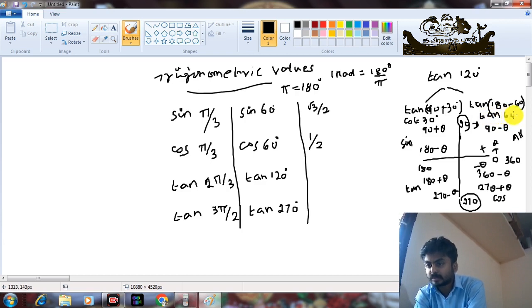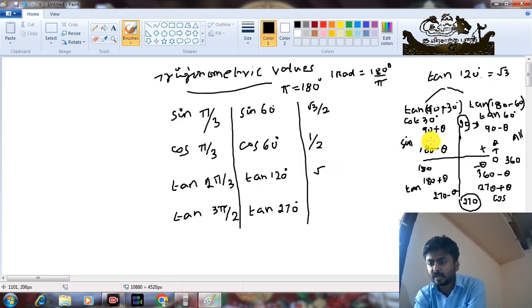Tan 60. Okay. Now what is the value of tan 60? Tan 60 is nothing but root 3. So the value of tan 120 is root 3. Also cot 30 is also root 3. Okay. So I shall write here.